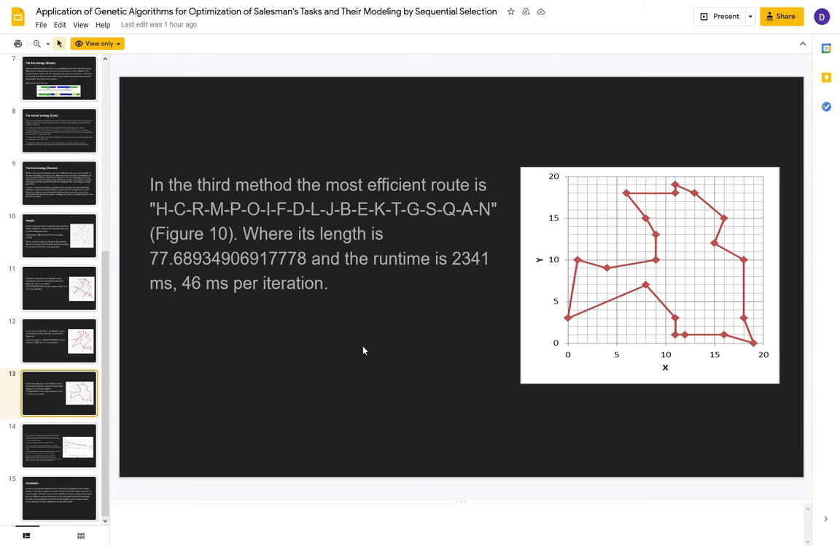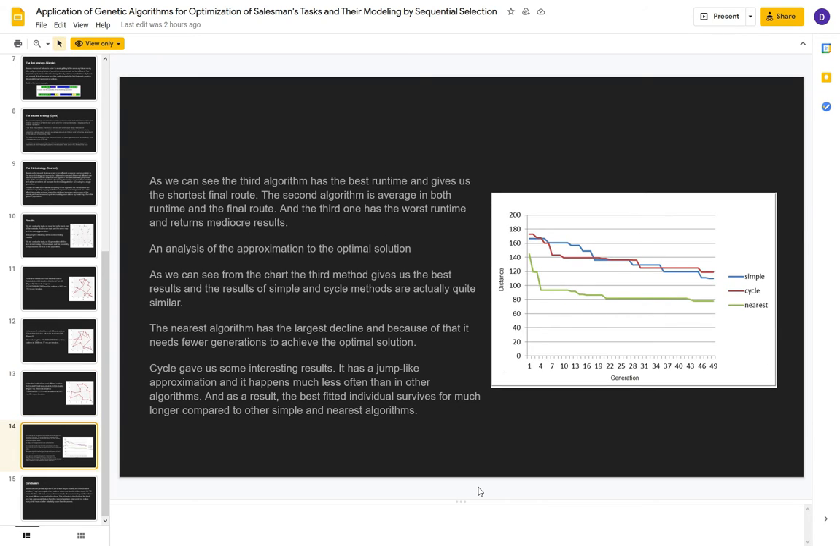In the third method, the most efficient route is HCRMPOIFDLJBEKTGSQAN, figure 10, where the length is 77.68 and the runtime is 2341 milliseconds or 46 milliseconds per iteration. As we can see, the third algorithm has the best runtime and gives us the shortest final route. The second algorithm is average in both runtime and final route, and the first one has the worst runtime and returns quite mediocre results.